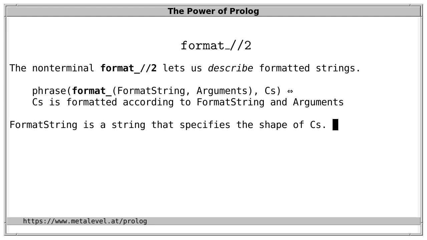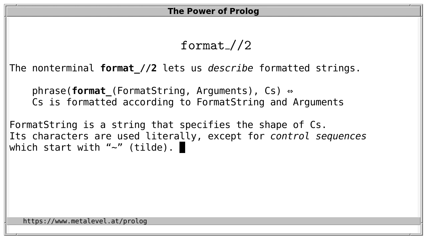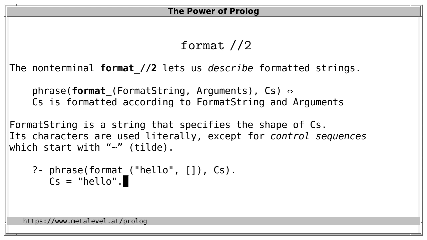And the format string, the first argument, specifies the shape of the described list of characters, which means that its characters are used literally, save for control sequences which all start with a tilde, this wave symbol. So, for instance, if we have a format string that doesn't contain a tilde, such as the string hello, and we specify no arguments, and then ask for the string Cs that is being described here, then we get Cs is the string hello, exactly as in the format string itself.